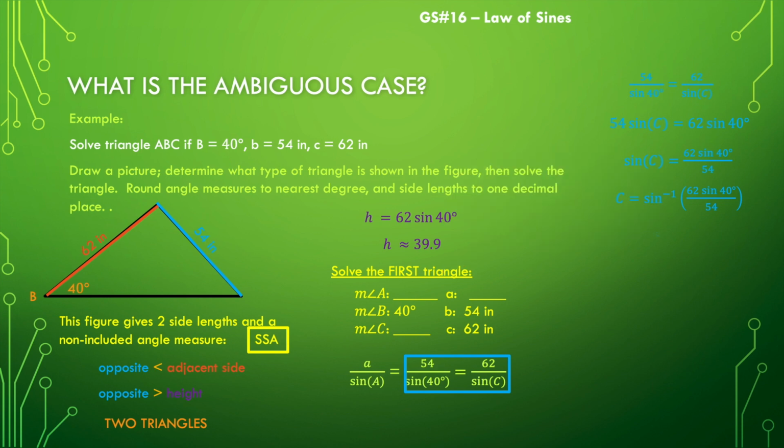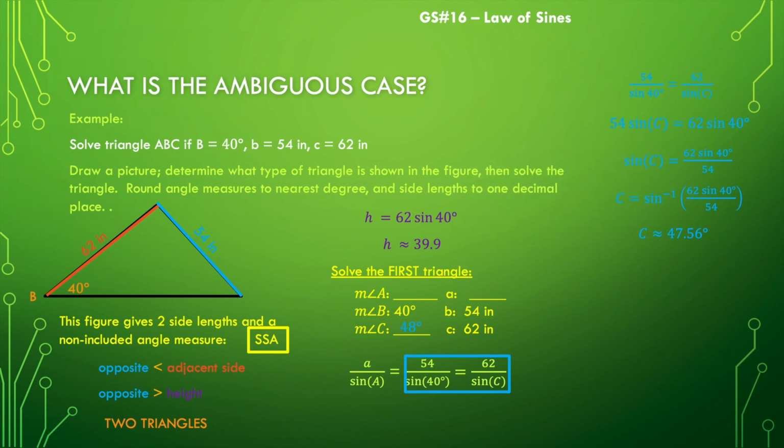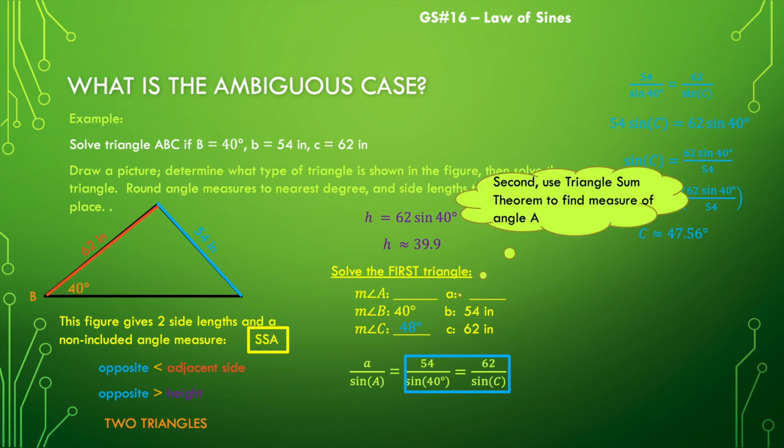Grab that value from your calculator, and you're going to get angle C is about 47.56 degrees, and we will just call that 48 degrees. So we'll put that 48 degrees in our table. Okay, so next we've got two angle measures, so let's find the third. We'll use that triangle sum theorem to find the measure of angle A.